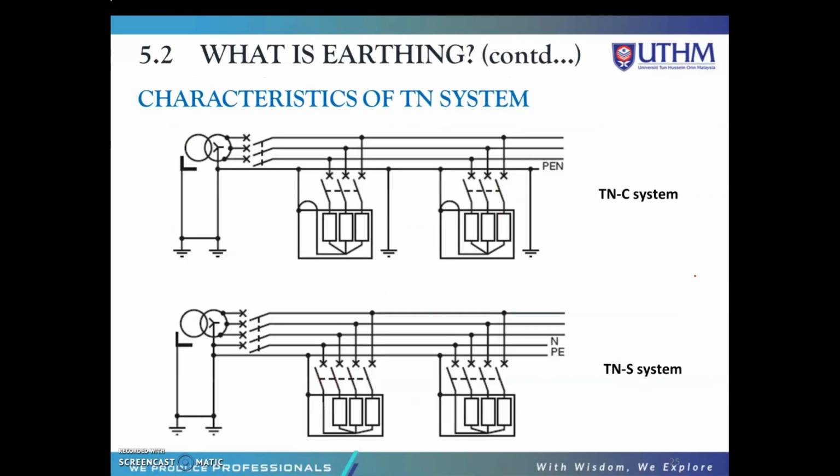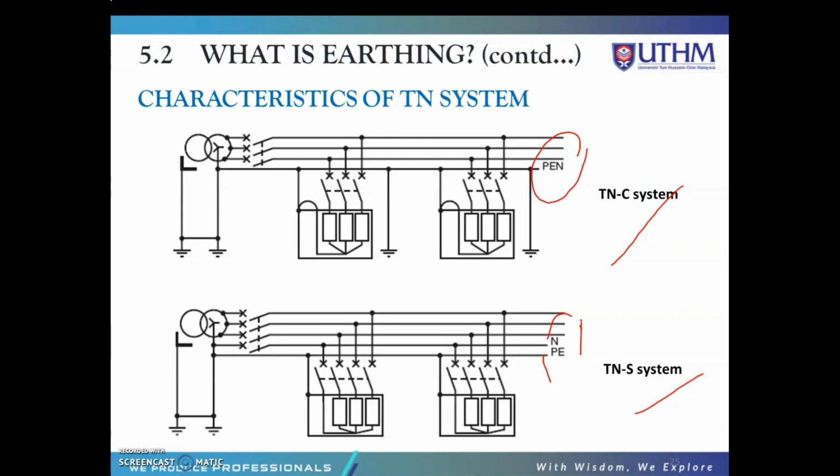And then the second one is the TN system. The first one is the TNC system. The second one is the TNS system. C stands for combined, which uses PEN. S is separate, the neutral and also the protective earth are separate.